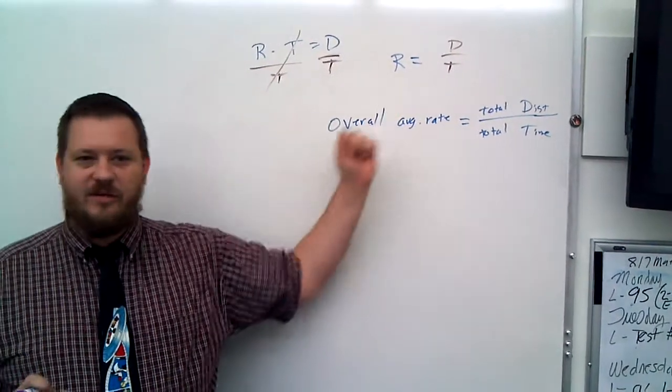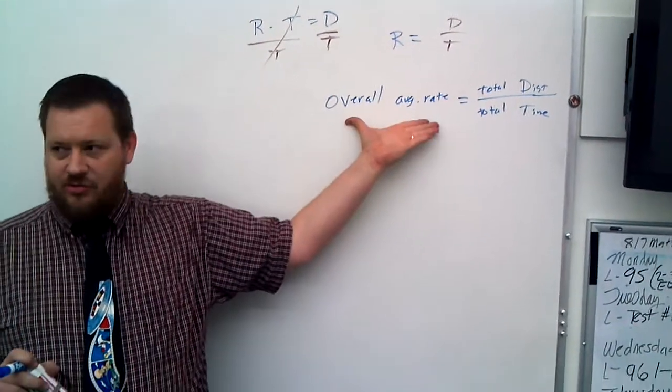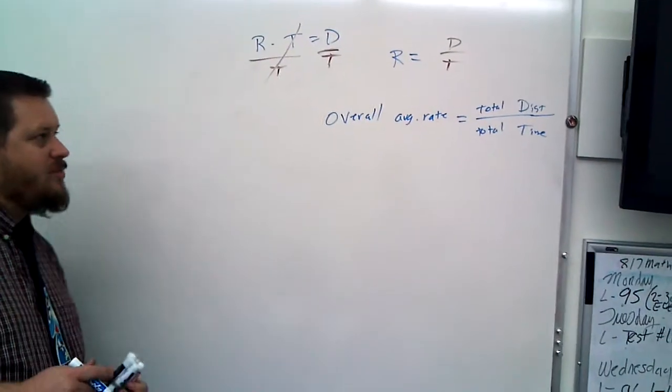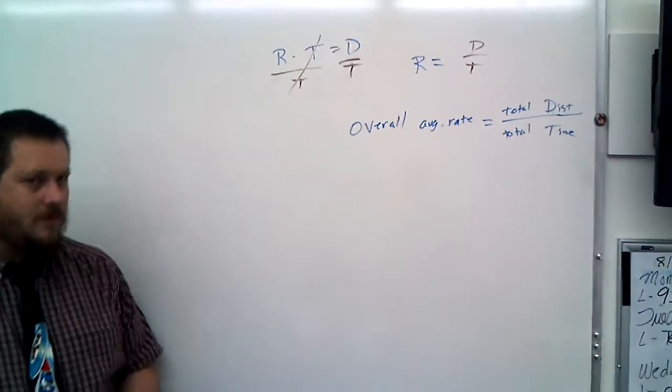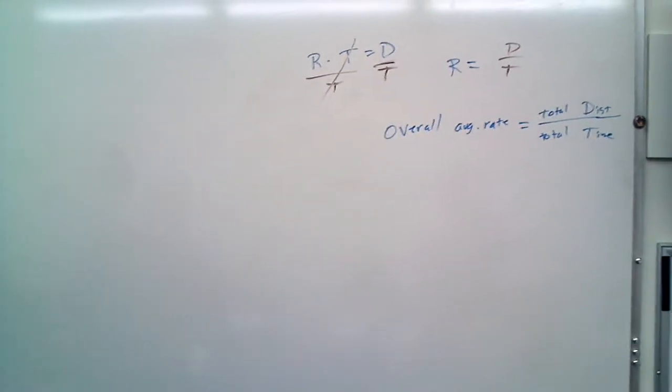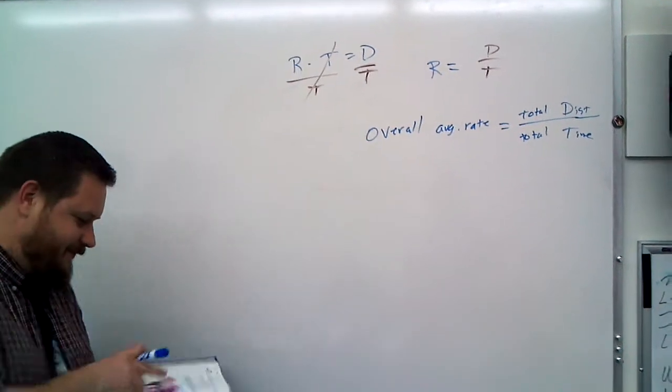What we're saying, as an extension of this idea, is that the overall average rate is the total distance divided by the total time. And you might be thinking, what's the difference? Excellent, good question. Glad you asked. Otherwise, that would have been a really awkward pause.